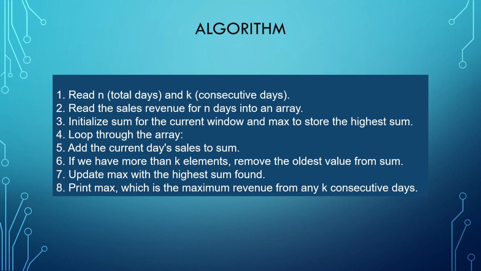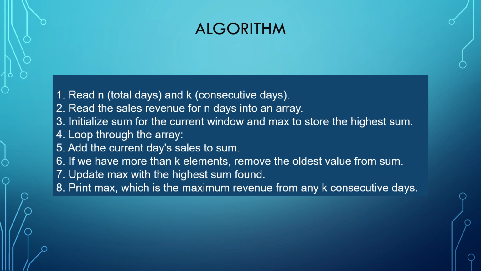As input, initially we are reading n and k, which are the total days for which the sales data is provided and the consecutive days which we are going to consider respectively. And now as input we are going to read the sales revenue for those n days and we are going to store it in an array. And then we are going to initialize the sum value and max value. The sum value is used to store the sum of that particular window, and the max value is to store the maximum revenue which we have obtained till now. We are initializing both to 0 initially.